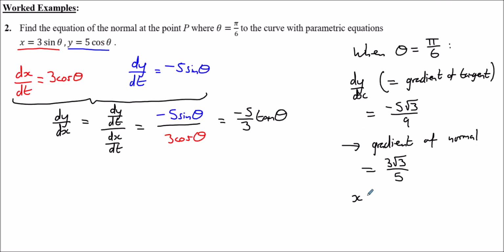So x is 3 sine pi over 6, which in older money is 3 sine 30. If you want to do that on your calculator, be my guest. You need to know that sine 30 or sine pi over 6 is a half. So 3 times a half is 3 over 2. And when theta is pi over 6, y is 5 cos theta; cos of pi over 6, or cos of 30 degrees, is root 3 over 2. So y is going to become 5 root 3 over 2.